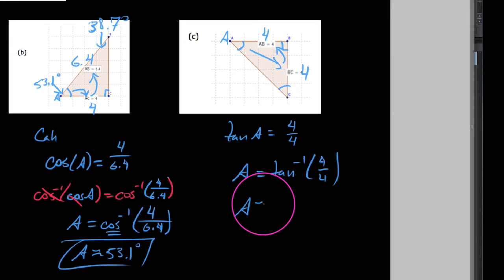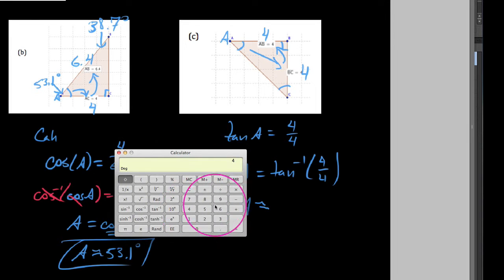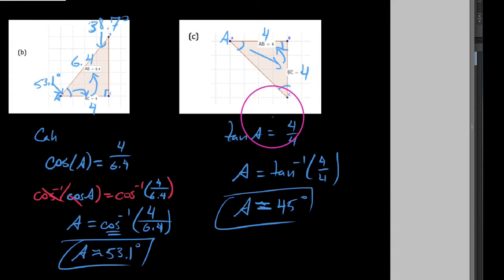So we could say, well, A is approximately what my calculator gives me when I say tangent inverse of 4 over 4. Of course, 4 divided by 4 is 1, but if we do tangent inverse of this, it says, well, you are exactly 45 degrees. So I will switch this to an equal sign, but that's 45 degrees, and so therefore this angle C down here must also be 45 degrees. But again, just a few more examples of how to use inverse trig functions to back solve for angles.